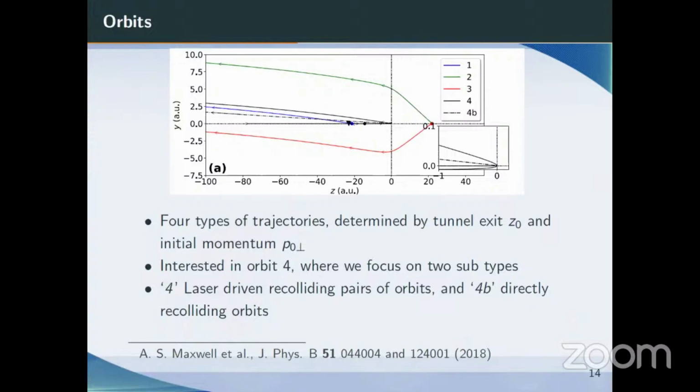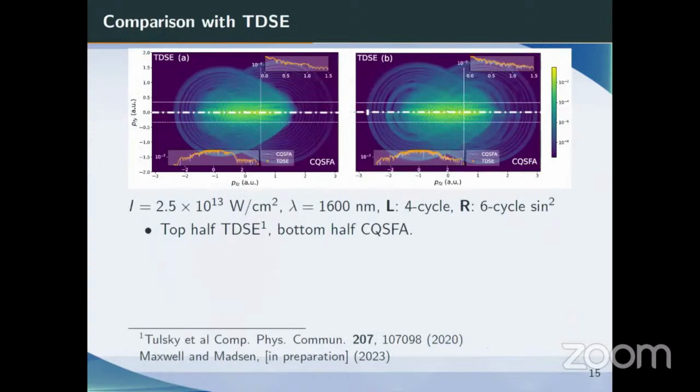Okay, so now putting this all together, we can compare with numerical methods such as the single active electron TDSE method, QProp. And so on the left here, we have a 4-cycle sine squared pulse, and on the right here, we have a 6-cycle sine squared pulse. And at the top, we have these TDSE QProp calculations, and in the bottom half, we have the CQSFA calculations. So you can see we do get pretty good agreement. And this good agreement comes from including, now for short pulses, the Maslov phases, and also including solutions that we didn't include before.